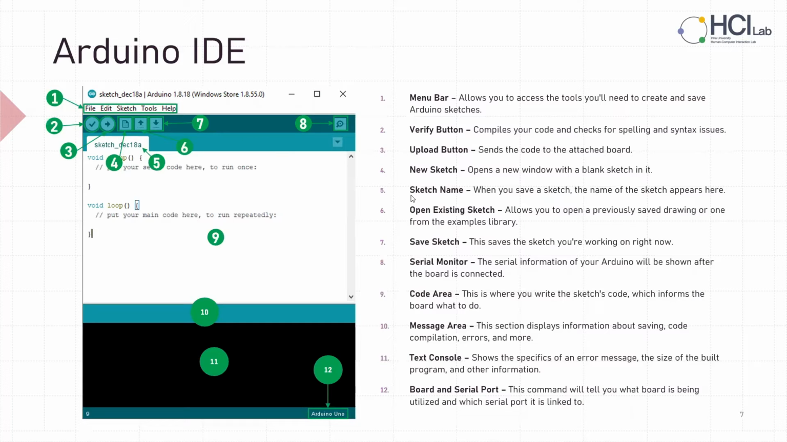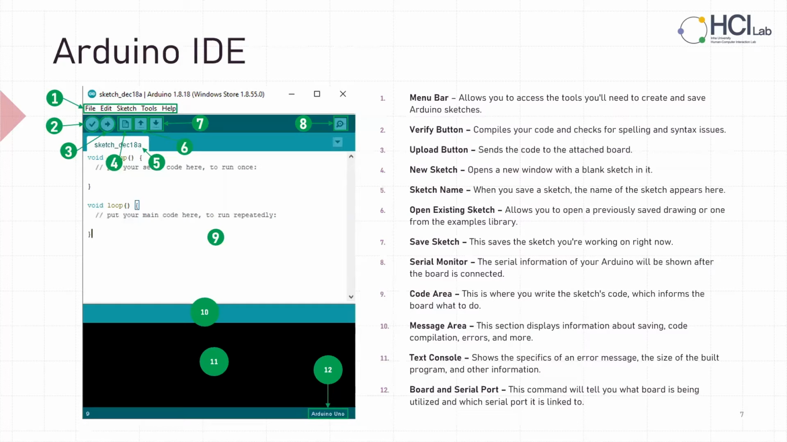And next one is the sketch name. So this is the name of the sketch. As we told you before, when you create your code, you can save your code as a sketch. So Arduino saves your code as a sketch, and you can change the name of the sketch when you save. And next one is open an existing sketch. So it allows you to open a previously saved sketch or one from the examples in the library.